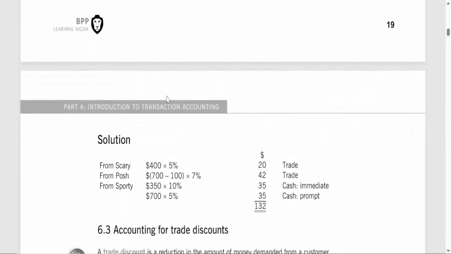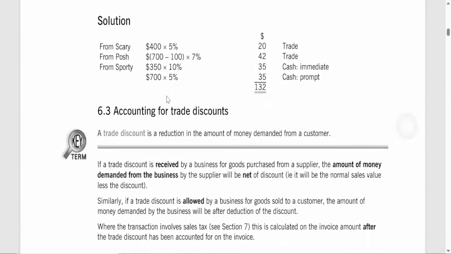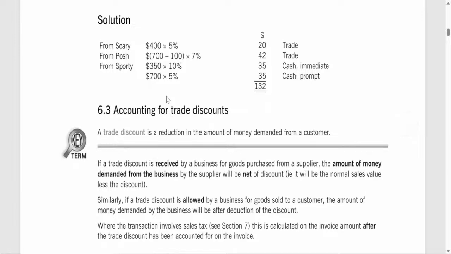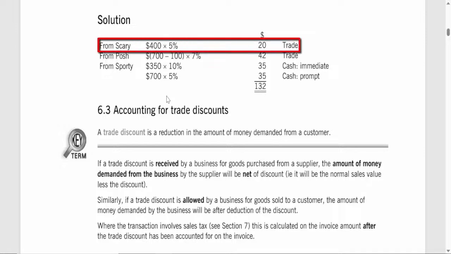Ginger's purchases in January. In January, Ginger buys goods from each of her suppliers, and she makes sure to understand the specific terms for each discount. 1. Purchase from Scary. Ginger purchases goods worth $400 from Scary. Since Scary's discount is a simple trade discount, Ginger automatically receives a 5% reduction on her total purchase amount. To calculate the discount, we take 5% of $400. So, $400 multiplied by 5% equals $20. This means Ginger saves $20 on her purchase from Scary due to the trade discount.